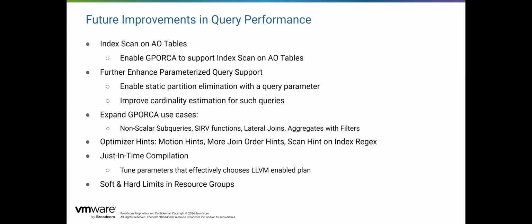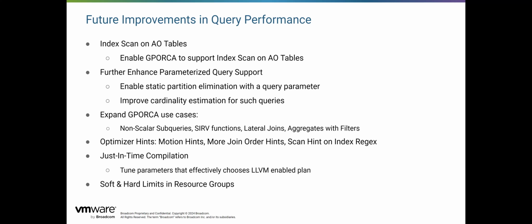We are expanding with every version of Greenplum 7 and beyond, so there will be multiple Orca use cases that will no longer fall back. For example, non-scalar subqueries. Say you write select star from foo where a, b equals any select c, d from bar. You're comparing ab to cd. It's a non-scalar subquery, and that's what we're going to be supporting. We're also going to be supporting lateral joins, aggregates with filter, and set-returning functions with volatile functions in the select clause. These are the query types that we're going to be supporting.